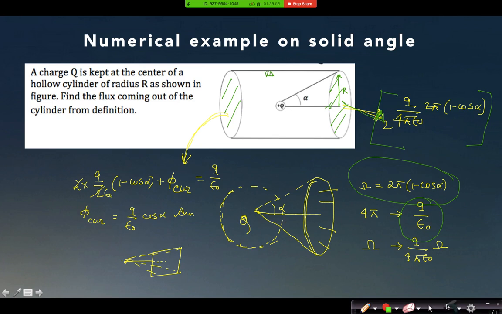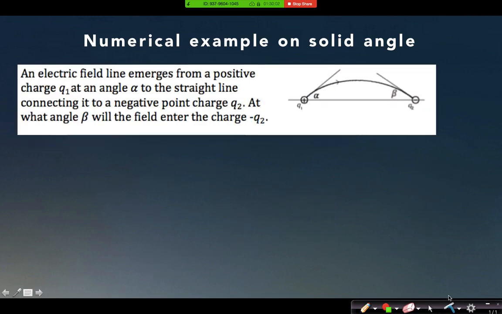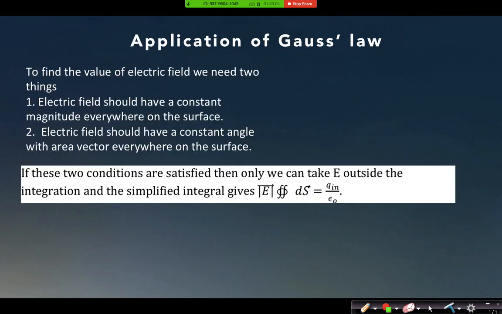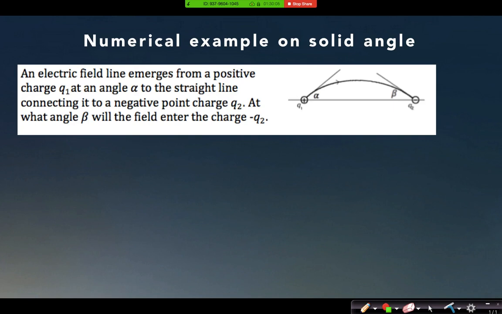Look, this is the question; we will solve this question also using solid angle. So I will give this question as your homework. Okay, take this as your homework.